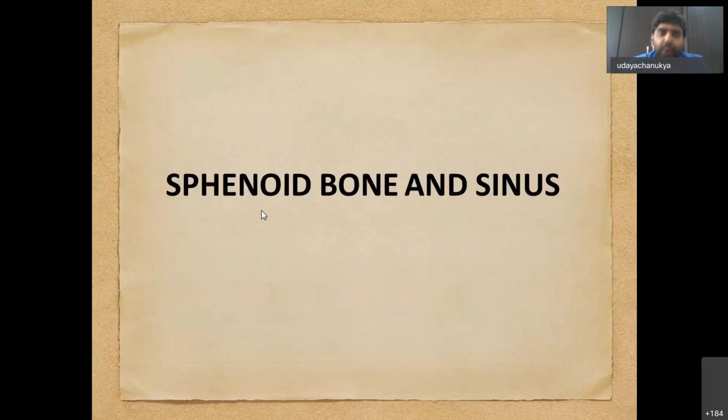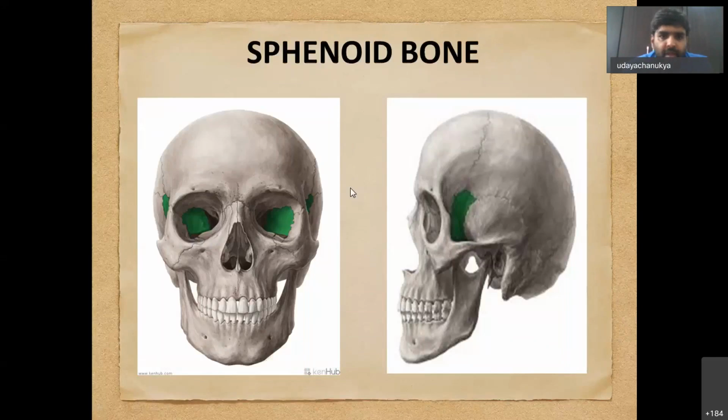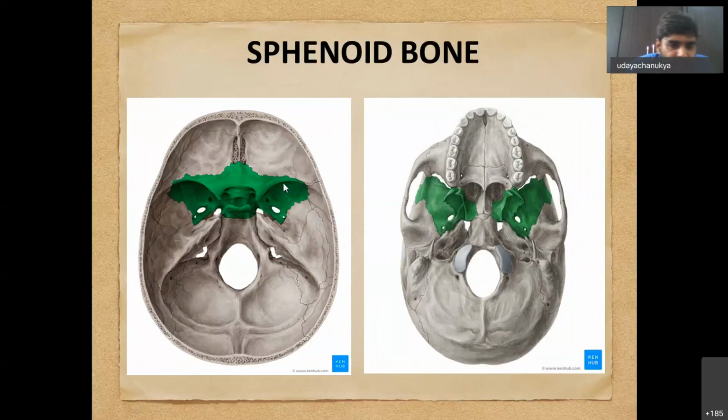Coming to the sphenoid bone and sinuses. The sphenoid bone is a centrally and complexly located bone in the cranium. This is the anterior contribution of the sphenoid bone. This is how we can see it laterally. This is its contribution when we have the cut section at the calvarium level. This is how it contributes to the anterior cranial fossa and middle cranial fossa. This is how we can see it from inferior. The green colored part is the sphenoid bone.